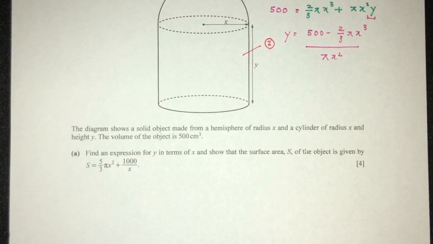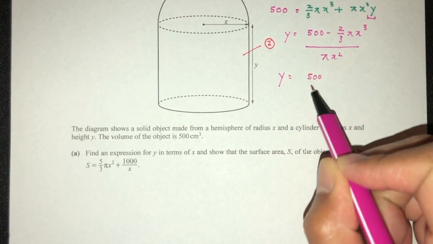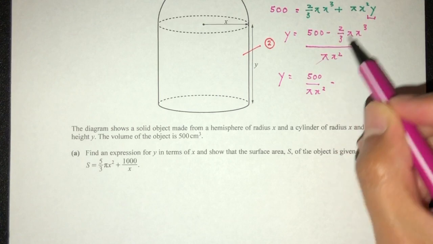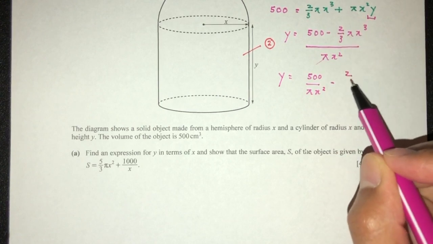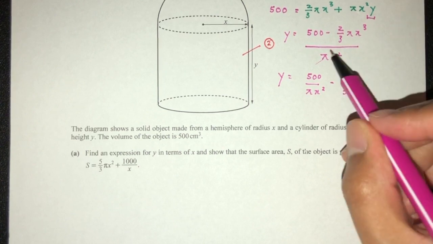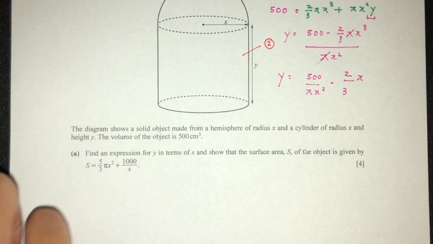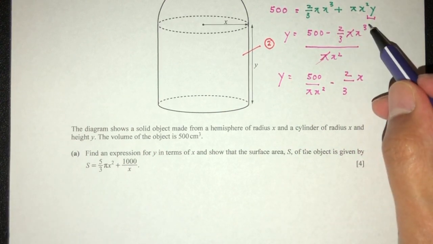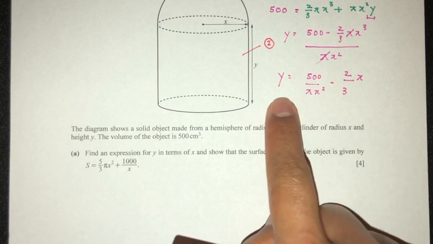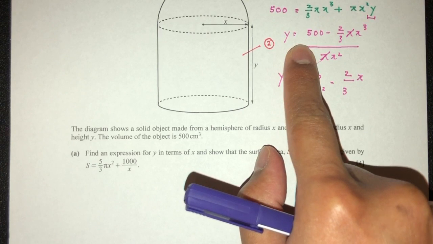Now obviously you can simplify if you want to. You will have something like this. That will be 500 over pi x squared, and this will go away. That will become 2 over 3, pi will be gone, and that will be just x. Right, because this is x squared and here we have x cubed, so only x will be remaining for this one. Now that will be y in terms of x. Again, you can leave your answer as this as well. There should be no problem.